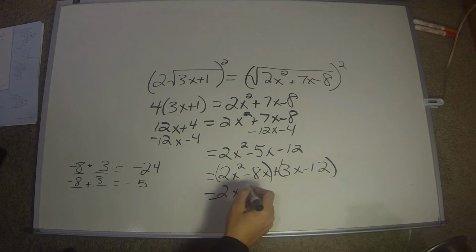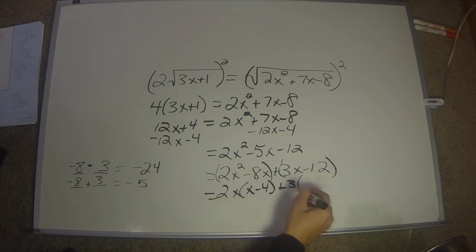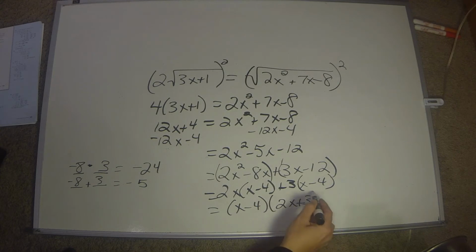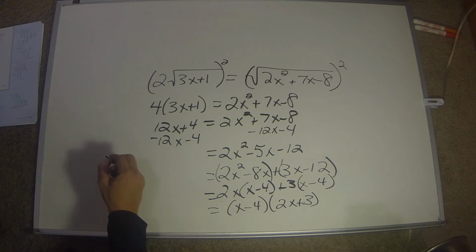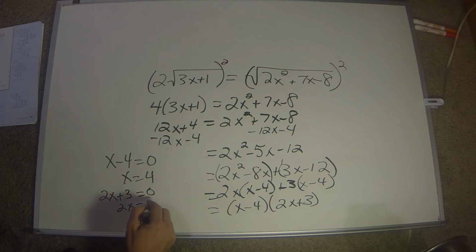Here we can factor out a 2x. We're left with an x minus 4. Here we can factor out a 3, and we're left with an x minus 4. So here we have x minus 4, so we'll factor that out, and we're left with 2x plus 3. Now we want to set each one of those equal to 0. So there x equals 4. And x equals negative 3/2.